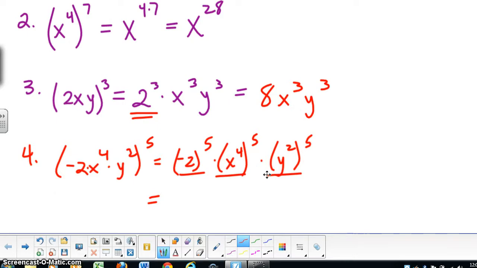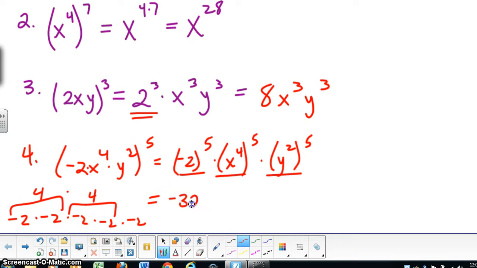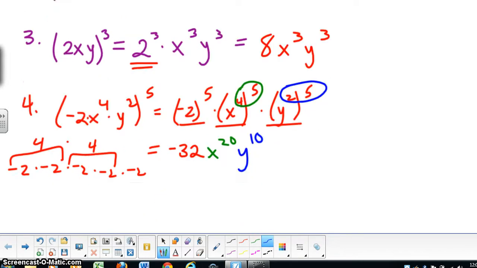Okay, so negative 2 to the 5th power is negative 2 five times. Off to the side, I like to see what I'm dealing with here. So this right here is 4, this is 4, so I've got 16 times negative 2, which gets you negative 32. And then we have power to a power, so we're going to multiply those 2. And again, we have power to a power, and we're going to multiply again to get y to the 10th.